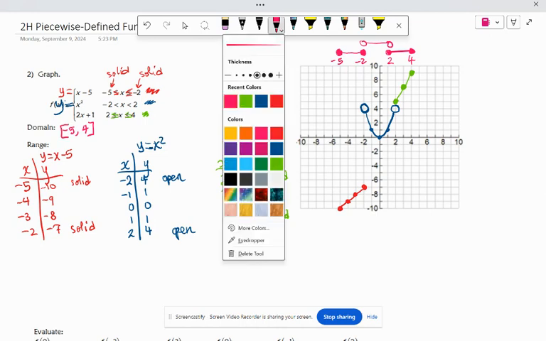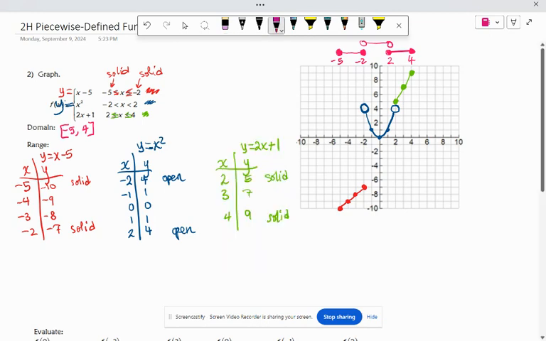Now my range is going to go low to high. It's going to start low at -10 and it will go up to -7. And then it's got a big jump and it goes from 0 up to an open dot at 4. And then it goes from 5 up to 9. So the range is actually going to be 3 pieces.